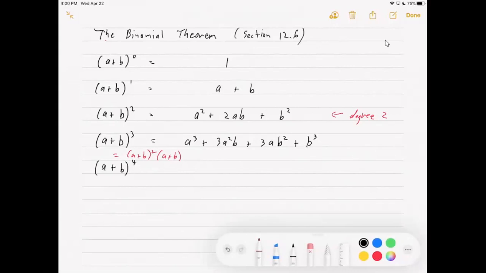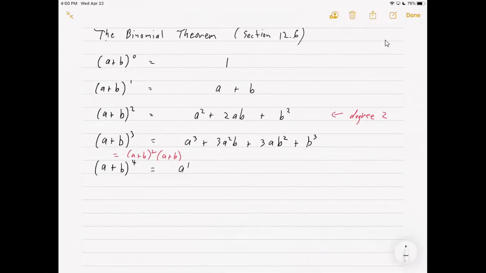We could take what we have in the third row and multiply it by a plus b again, and after simplifying, we would end up with a to the 4th plus 4a cubed b plus 6a squared b squared plus 4ab cubed plus b to the 4th. Now, once again, notice that this is degree 4. Every single term is degree 4. In this row, everything is degree 3.